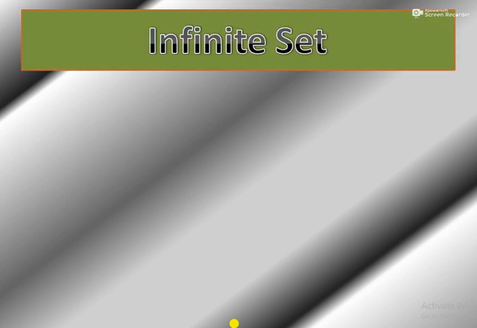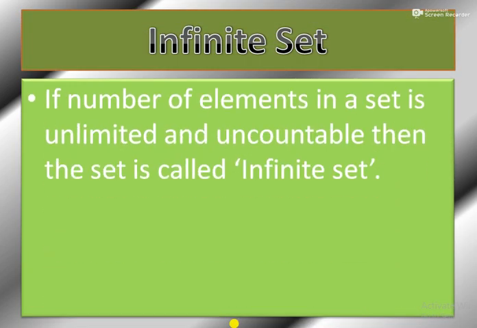Okay, so let's see the next one, that is the infinite set. If the number of elements in a set is unlimited and uncountable, then the set is called an infinite set. That means if we are unable to count the number of elements of the set, then it is known as the infinite set. For example, the set of natural numbers.